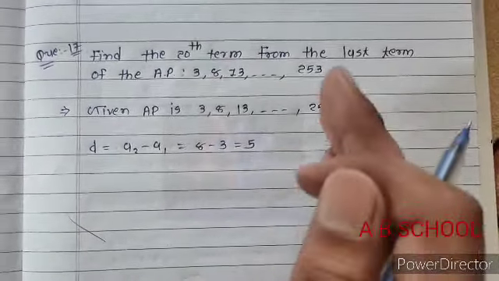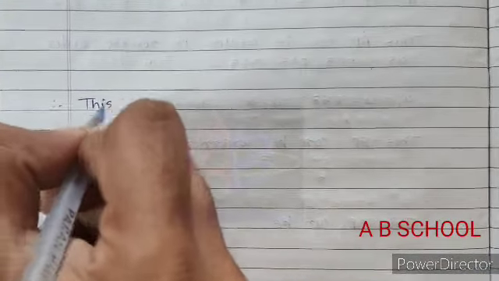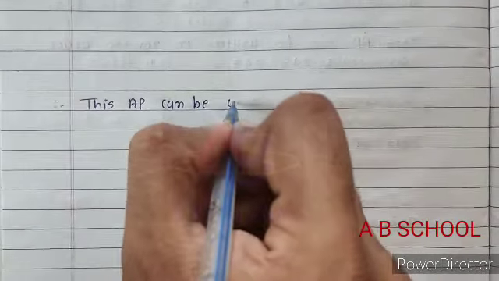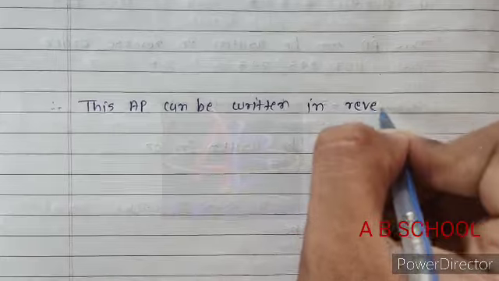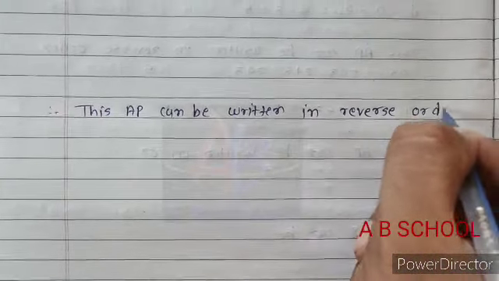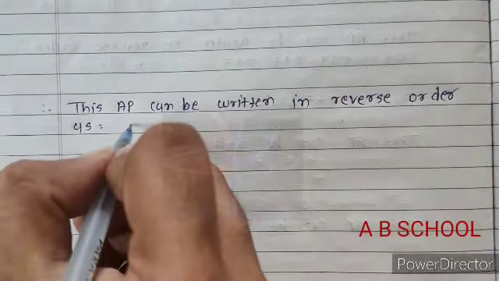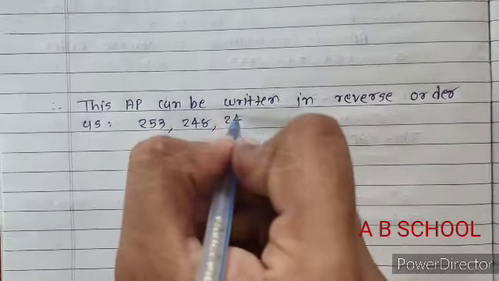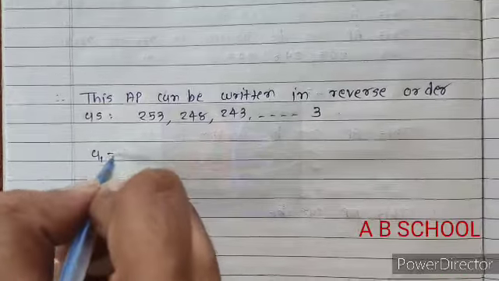We have to find which term is the 20th from the last term. This AP can be written in reverse order as 253, 248, 243 up to 3. So the value of the first term A1 is equal to A, which is 253.